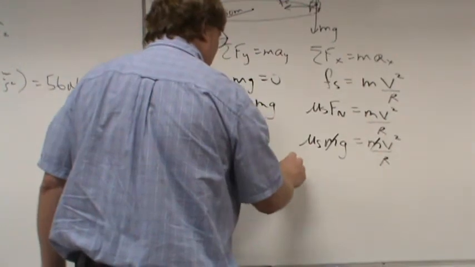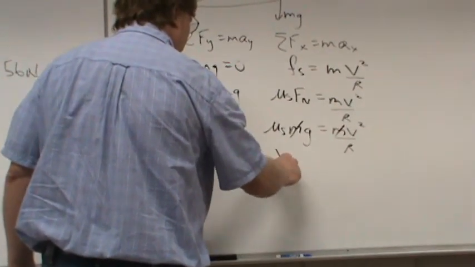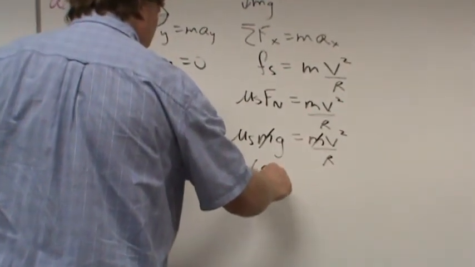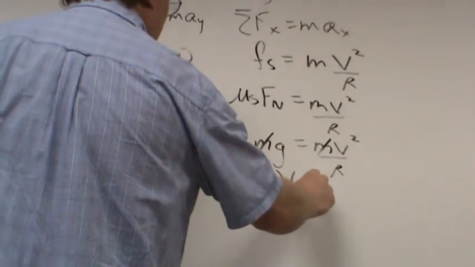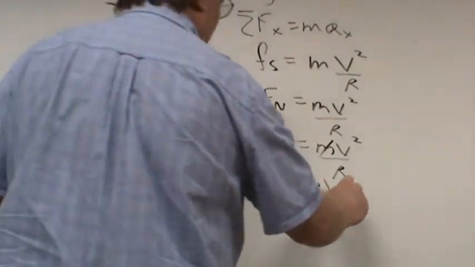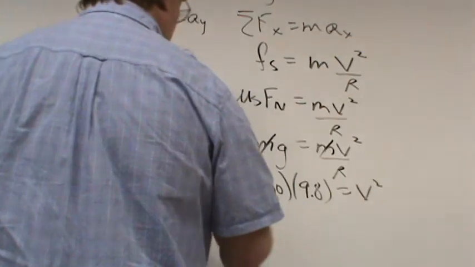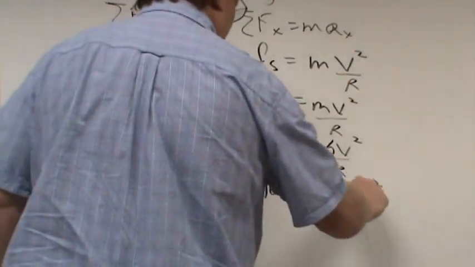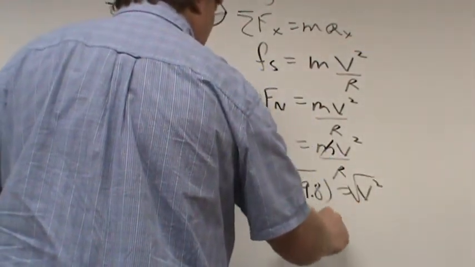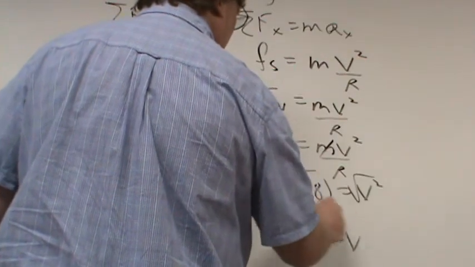So I've got my radius, which is 50 meters, times my mu sub s, which is 0.900, which is given in the problem, times 9.8 equals v squared. So I take the square root of both sides of this equation. And just believe me when I say v ends up being 21 meters per second.